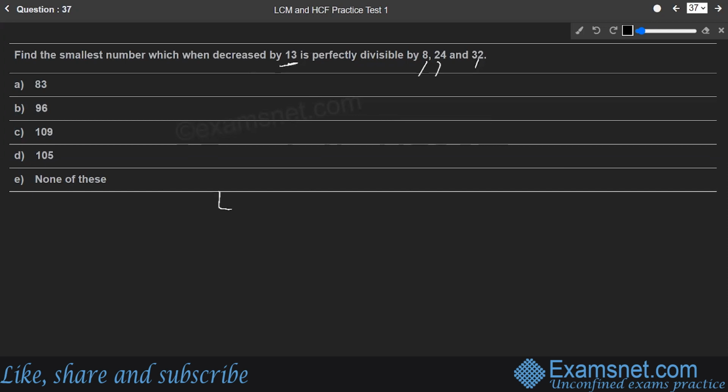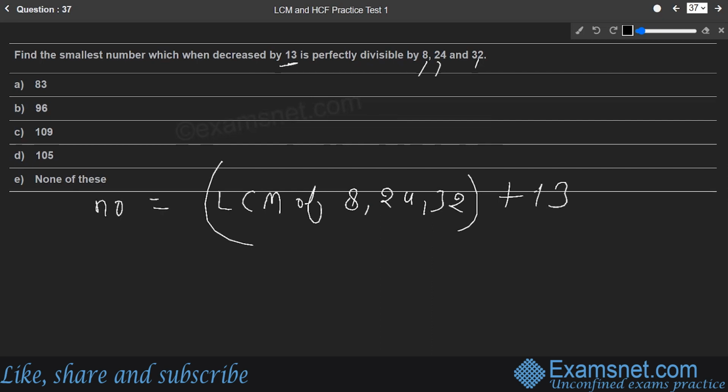So the equation simply becomes LCM of 8, 24 and 32, and if we add 13 to it, then we receive our required number. Because from the required number, we have to subtract 13, and then the number should be completely divisible by all three. Completely divisible by all three means LCM of all three. So let us quickly find out the LCM of 8, 24 and 32.